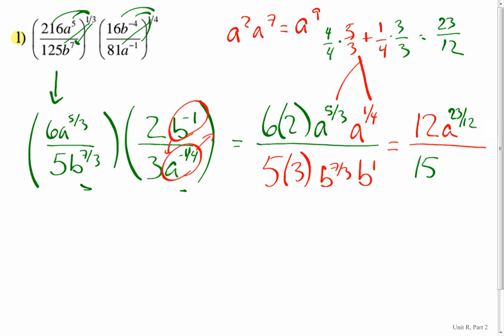And on the bottom, I have 5, and then that's going to end up being b to the 10/3. And actually, we could have reduced this here if we wanted to. So if that was you in the back screaming and yelling about that, sorry. So yeah, your final answer is going to be 4/5, and then a to the 23/12 on the top, and b to the 10/3 on the bottom.